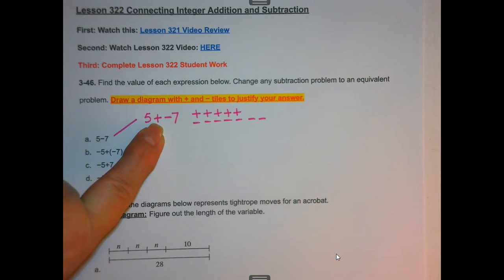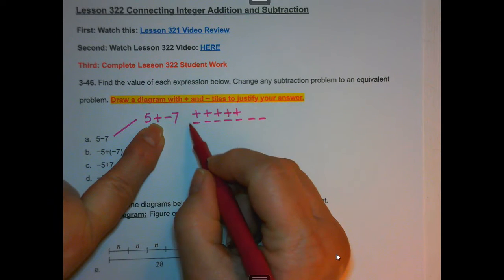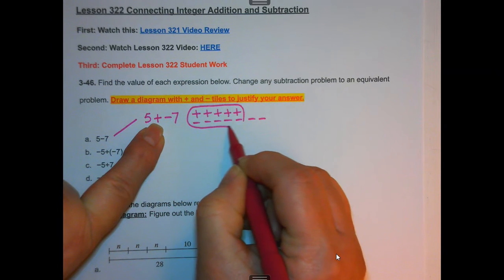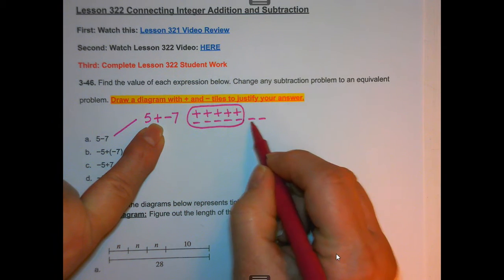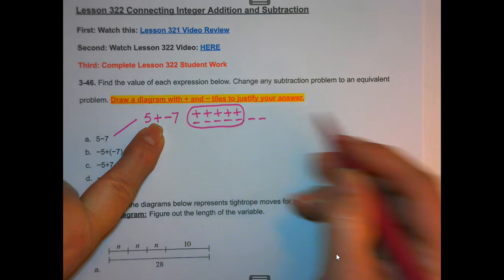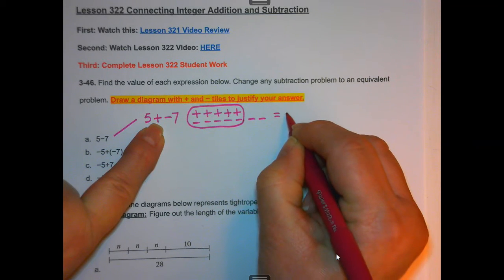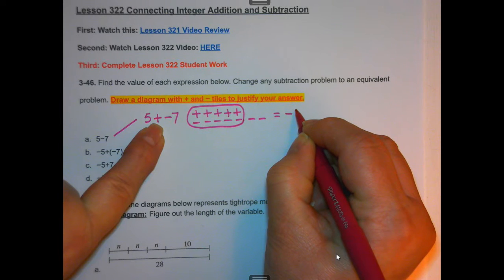The reason that I set mine up like that is because I'm able to match up all of these tiles. I'm left with 2 negatives here that don't have a pair partner. So that would prove to anybody that's looking at your work that 5 plus -7 equals -2.